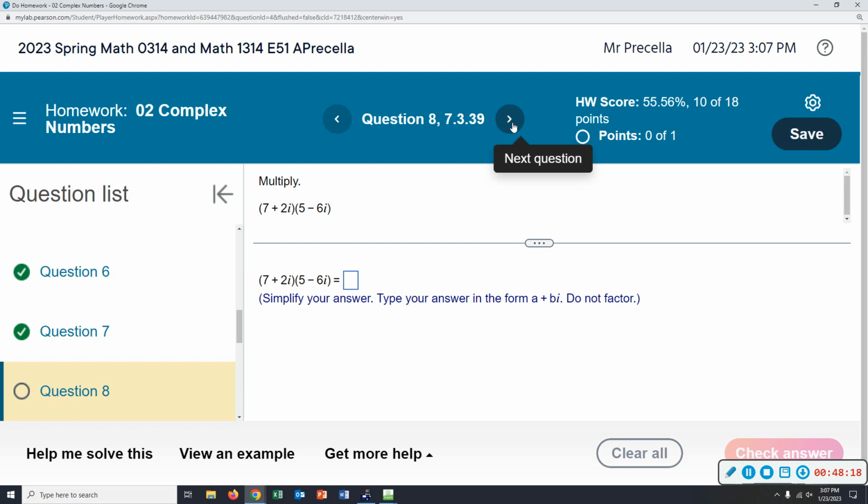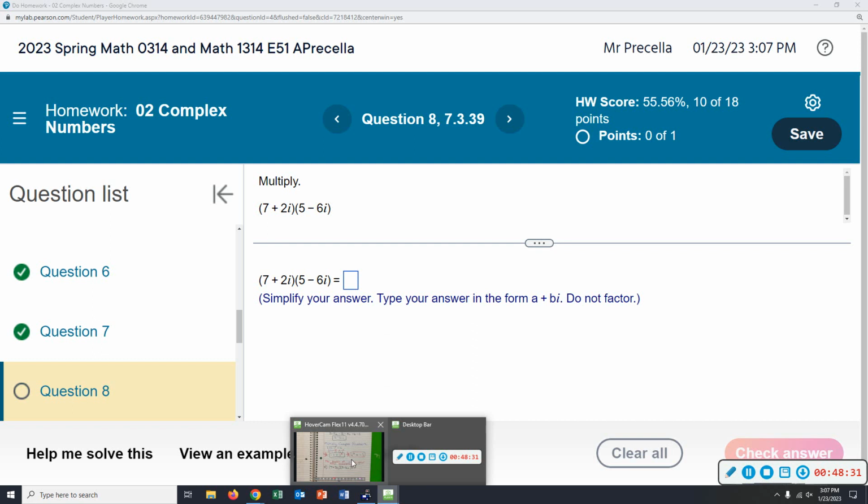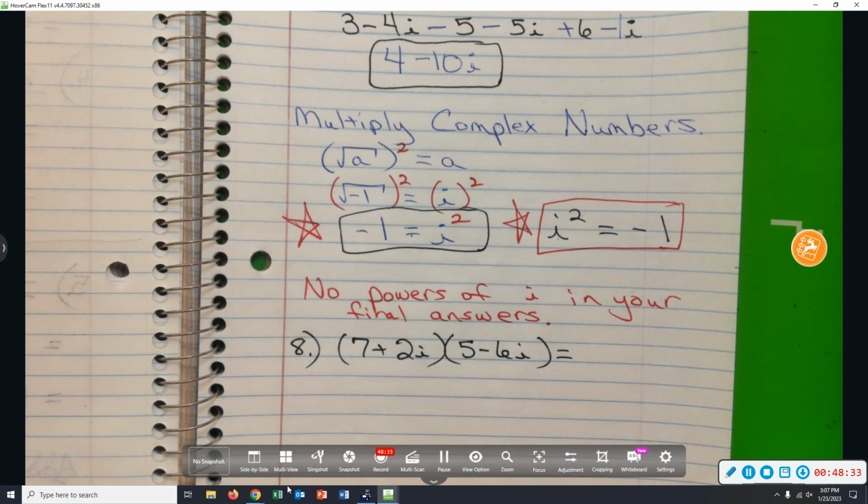Tony, you want to take over? Okay. Tony's better at talking loud. Now, 7 plus 2i times 5 minus 6i. You didn't miscopy it? Oh, wait. Let me see. But notice how the instructions say multiply.